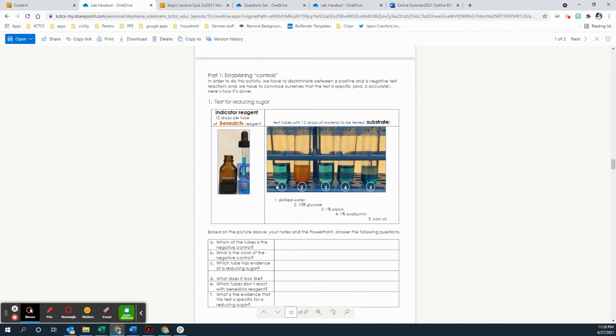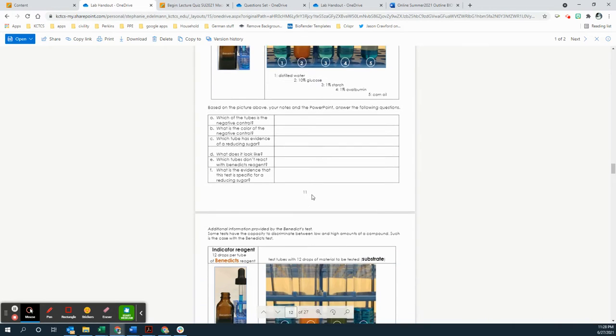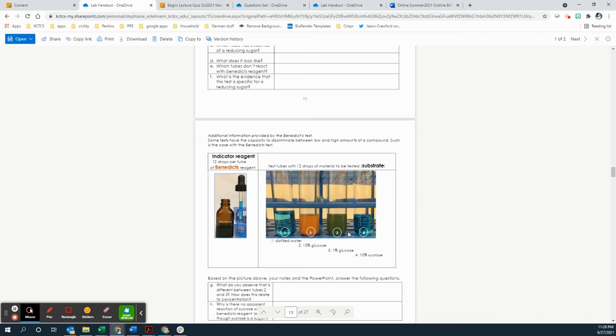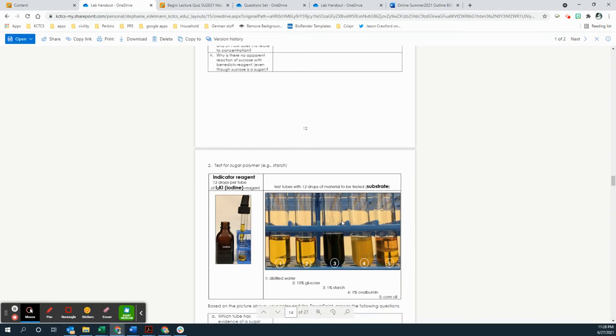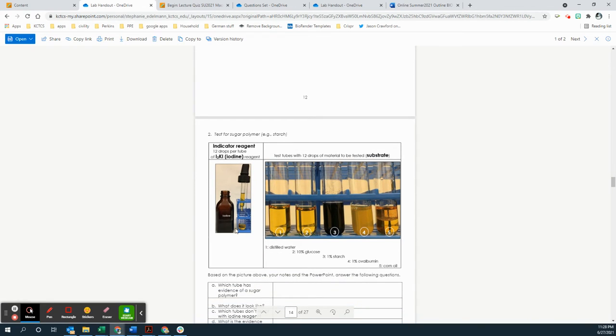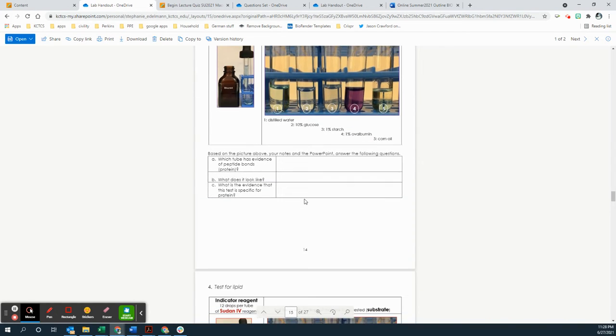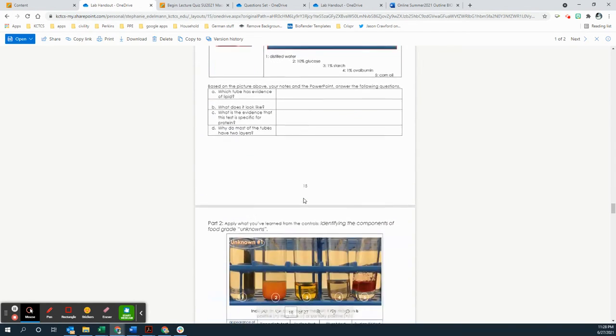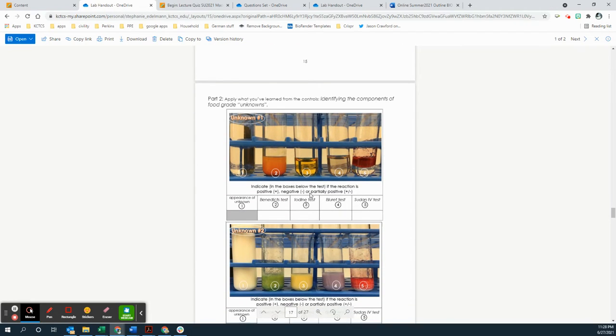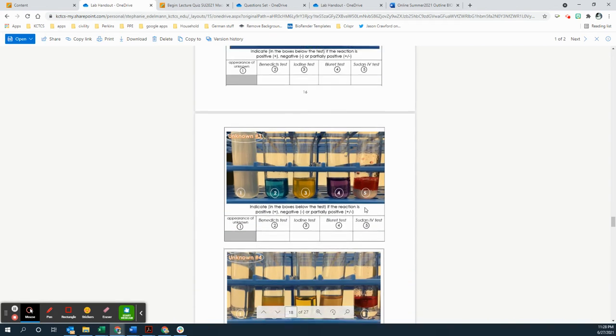And Benedict's turns orange when you have a sugar. If you have a little sugar, then Benedict's turns green. So those are the kinds of things that you're going to be looking at. And then we've got iodine that we're looking at. We've got biuret, which tests for protein. And then this whole thing culminates into a bunch of unknowns that you need to discover, that you need to figure out what they are. So in these first pages, all you need to do is figure out whether they're positive or negative.